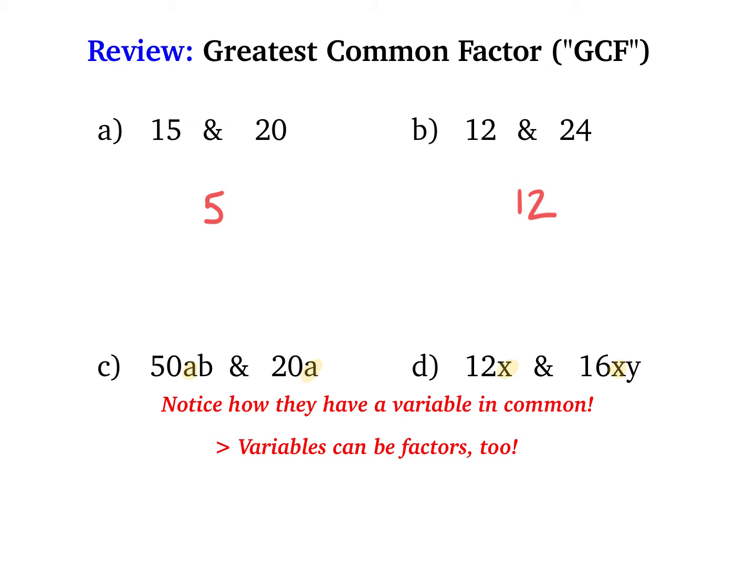So for 50AB and 20A, not only is it 10, but we would also want to list A since they have that in common as well. Now for 12x and 16xy, the largest number that can go into each of those would be 4. And then the variable that they have in common would be x. So we call the greatest common factor between 12x and 16xy would be 4x.